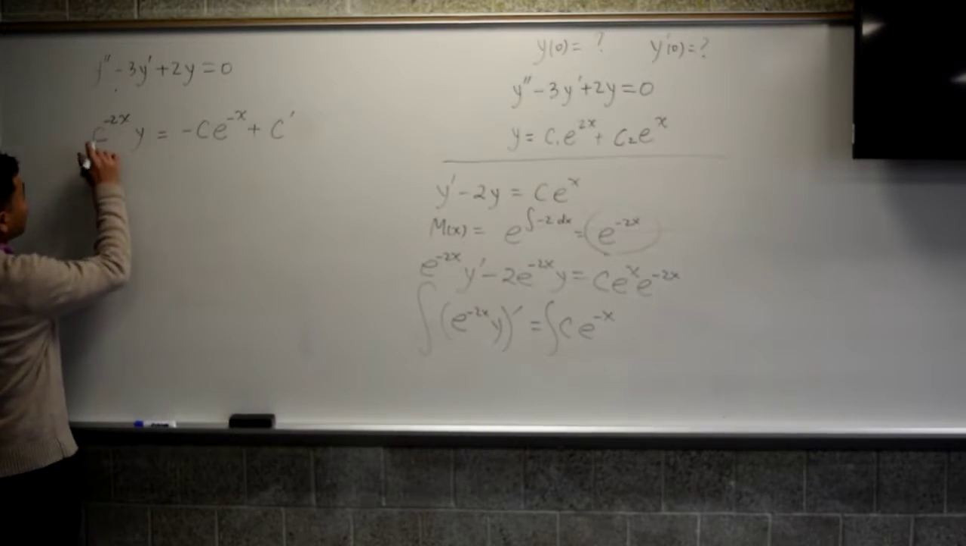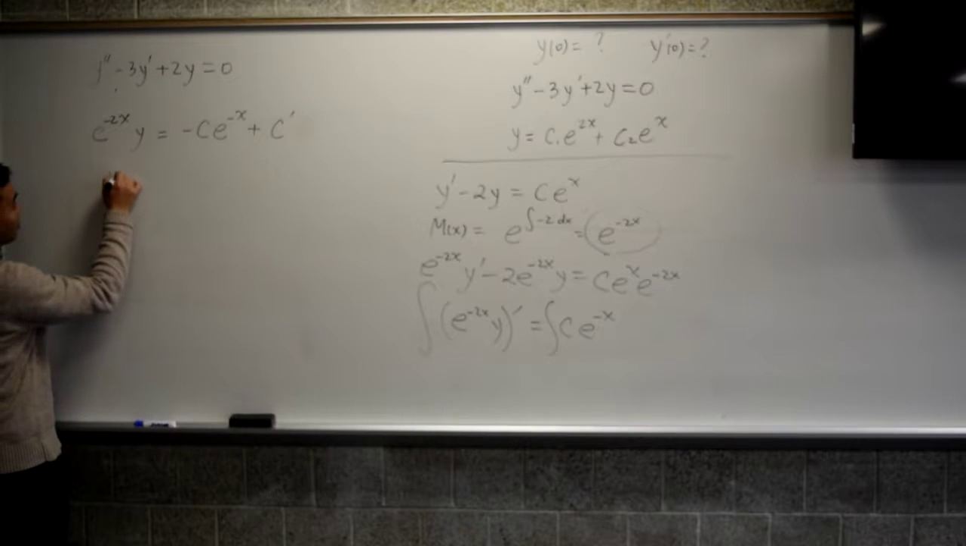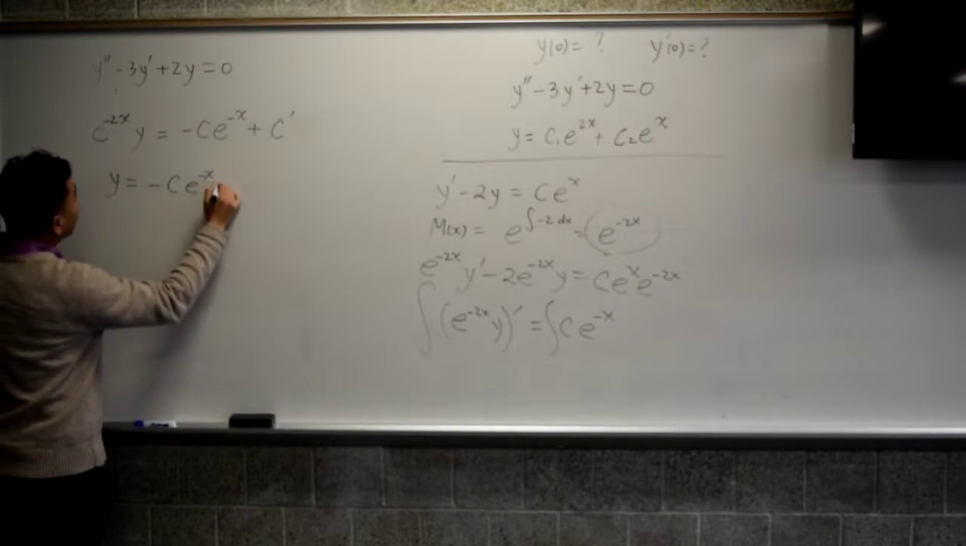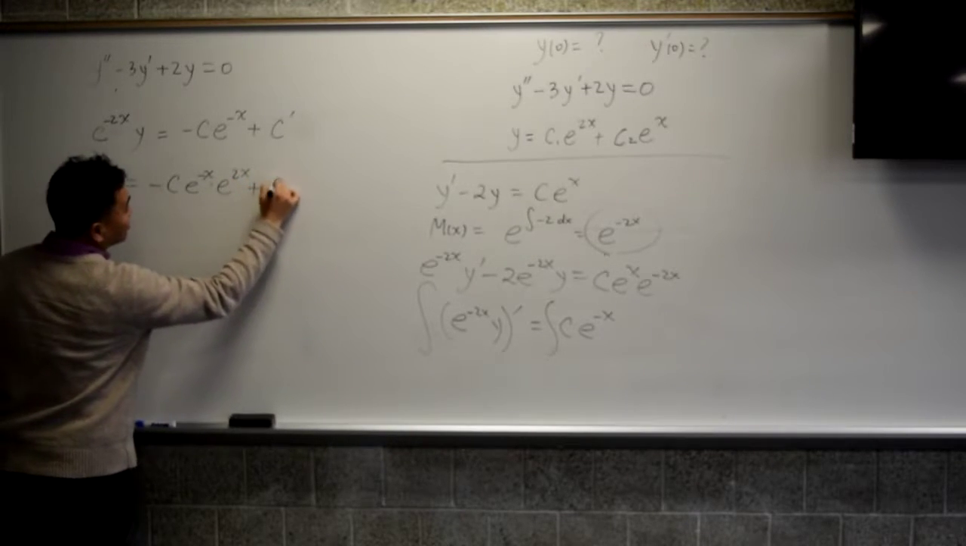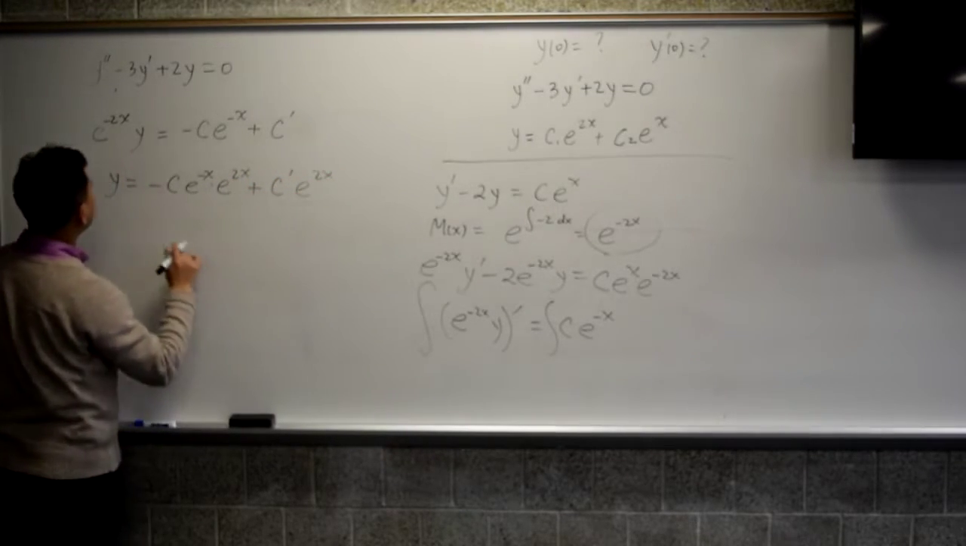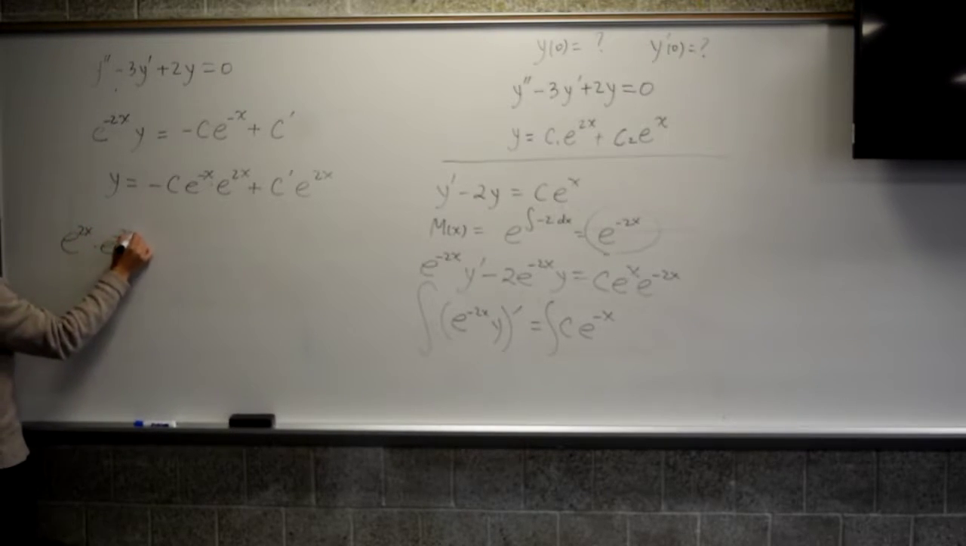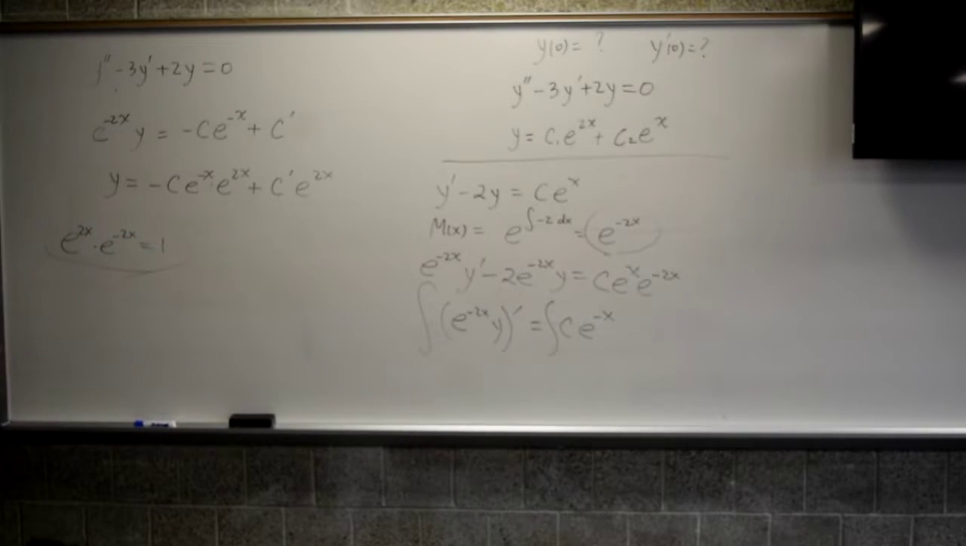And then finally, you multiply both sides by e to the 2x, and you get y equals negative c e to the -x times e to the 2x plus c prime e to the 2x. I'm multiplying both sides by e to the 2x because e to the 2x times e to the -2x cancel each other. You know that? Right? They cancel each other. Yes? No? Yes? Okay.